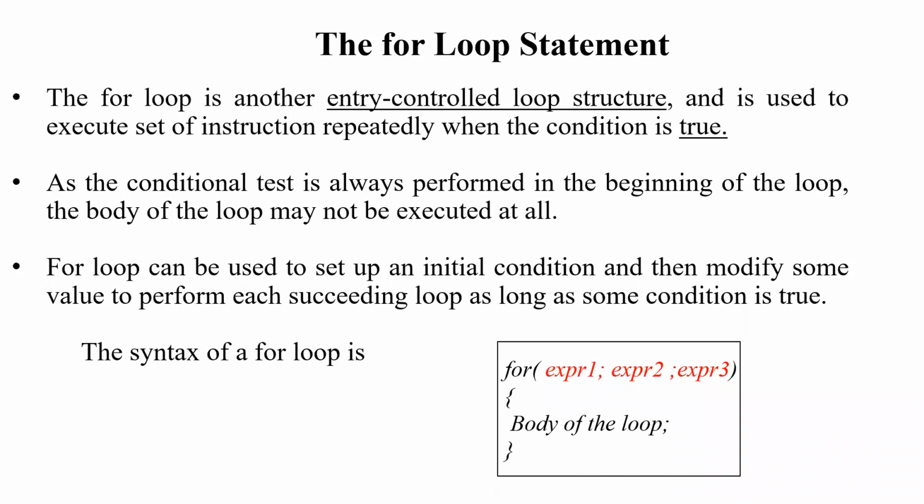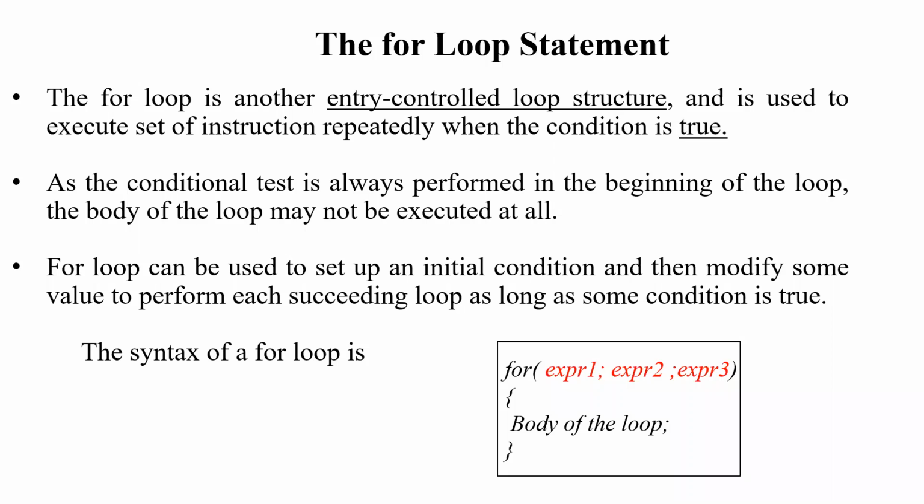Now, the for loop is similar to the while loop, in which we first check the condition, and then it will execute the set of instructions given in the body of the loop, right? So this is also an example of an entry control loop structure, as the conditional test is always performed at the beginning. The control variable value is always tested at the beginning of the loop, so what will happen now? The body of the loop sometimes will not get executed even once.